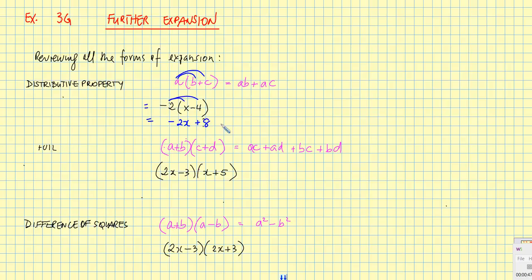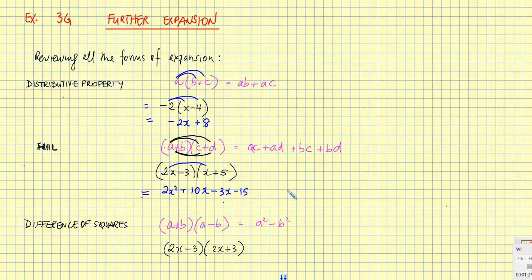Okay, if we have two binomials whereby there's nothing particular about them, they are not identical binomials, they're not similar binomials, then we just perform FOIL on them. So it means that we do the first, the outer, the inner, and the last. The example here is 2x minus 3 times x plus 5. So 2x times x gives me 2x squared. 2x times 5 will give us 10x. Negative 3 times x gives us negative 3x. And negative 3 times 5 gives us negative 15.